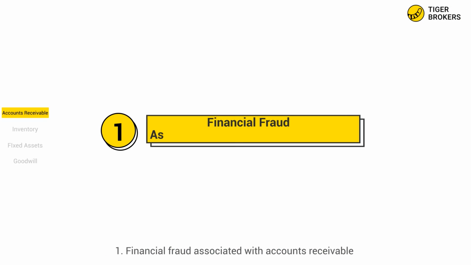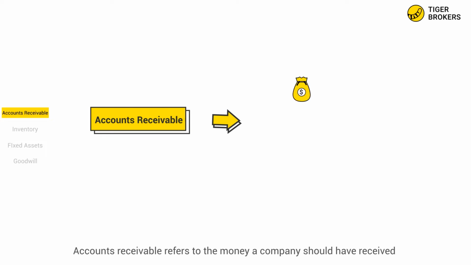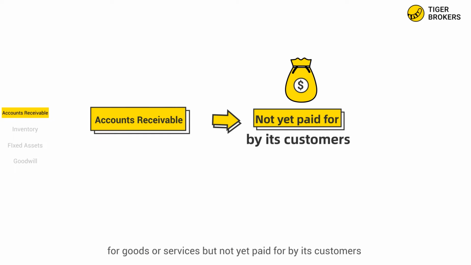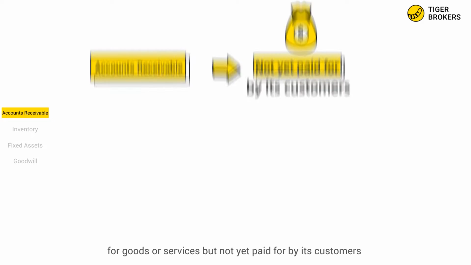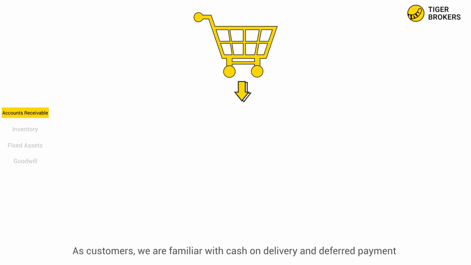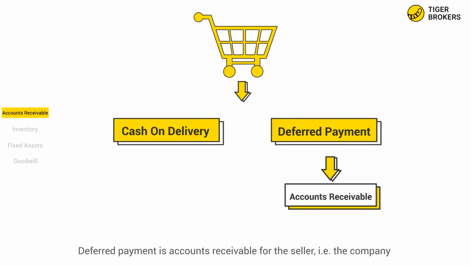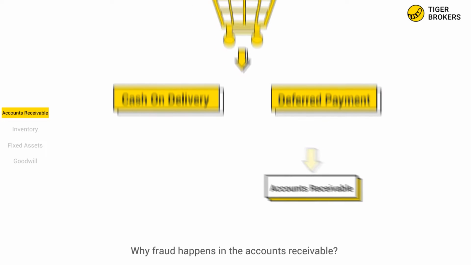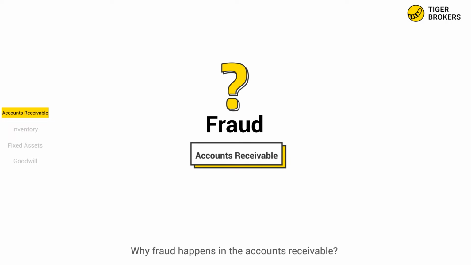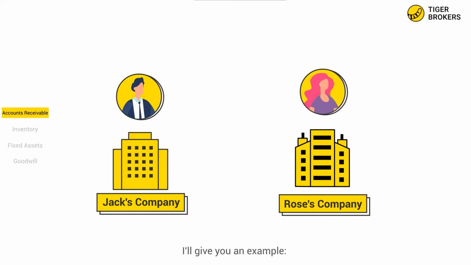1. Financial fraud associated with accounts receivable. Accounts receivable refers to the money a company should have received for goods or service, but not yet paid for by its customers. As customers, we're familiar with cash on delivery and deferred payment. Deferred payment is accounts receivable for the seller, for example, the company. Why does fraud happen in accounts receivable? I'll give you an example.